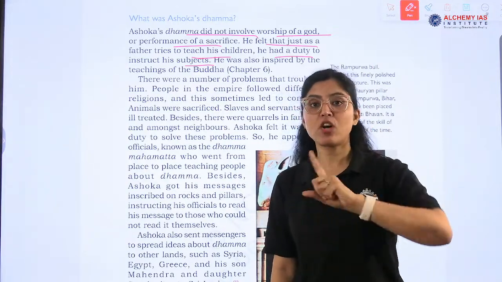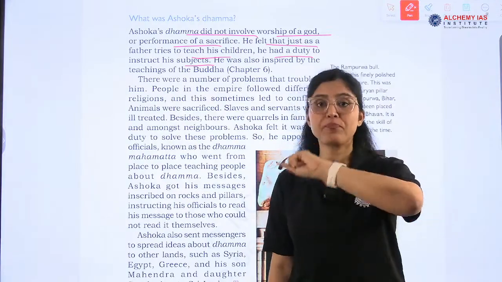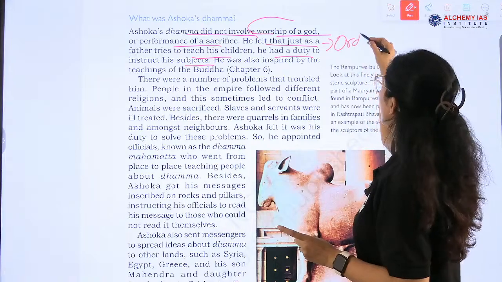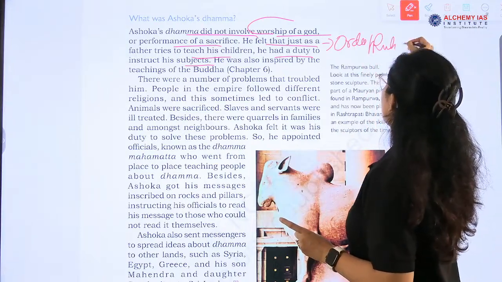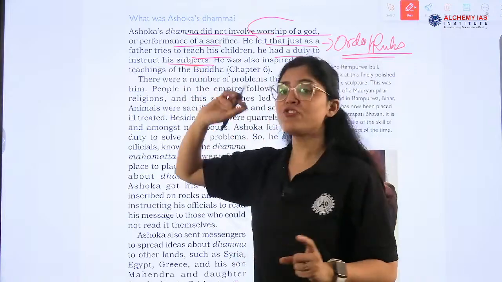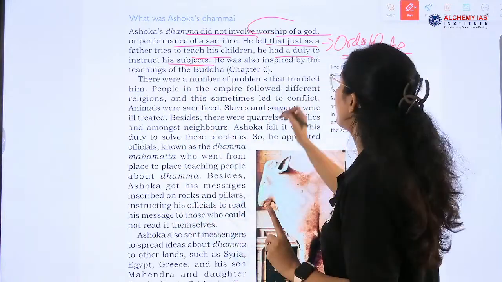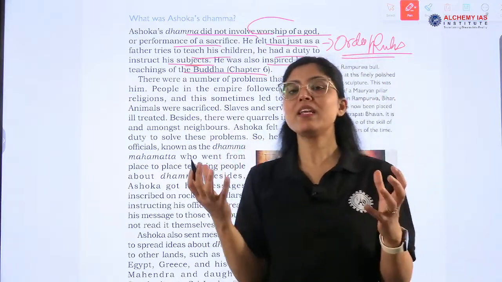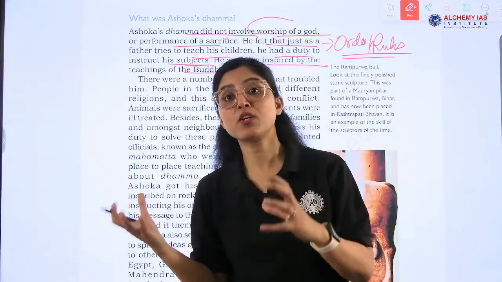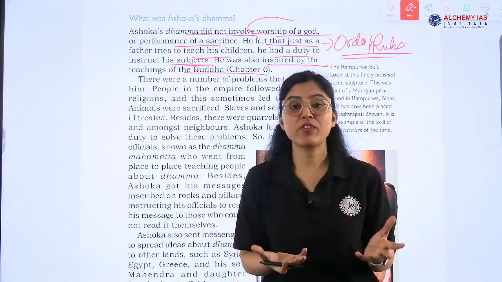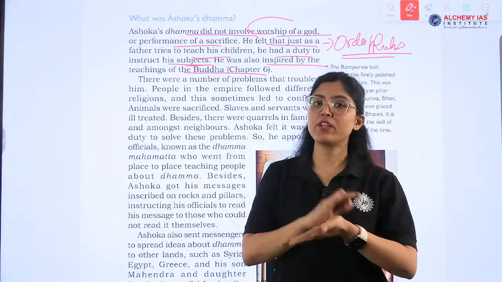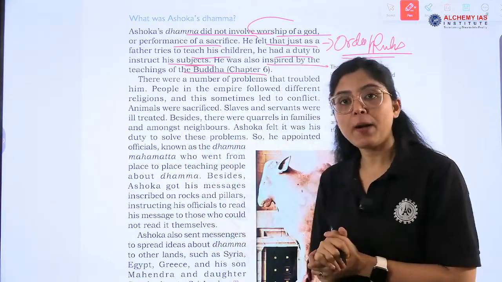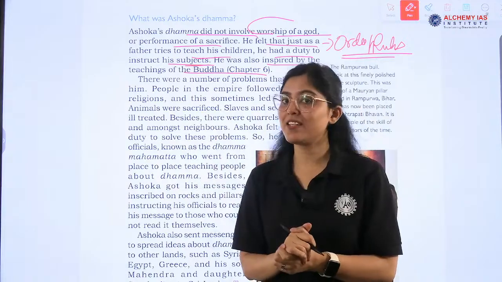Okay, so this was not a religion, this was not a worship of God. This was an order or rules, simple. So the instructions given by Ashoka are what? Dhamma. He was also inspired by the teachings of Buddha. So many things, non-violence, love, peace, brotherhood, respect, taking care of everyone, all align with the Buddha's principles. So he was also inspired by Buddha, and he visited places related to Buddha.